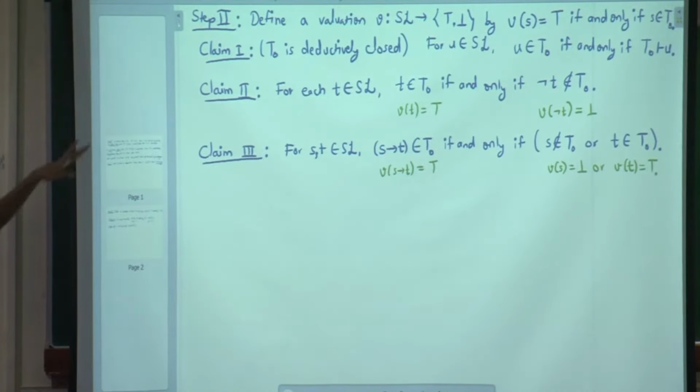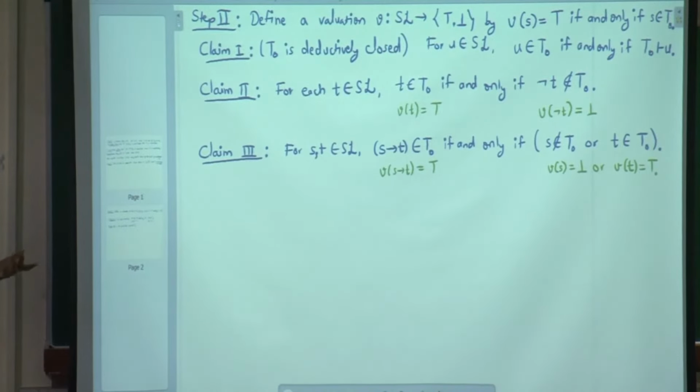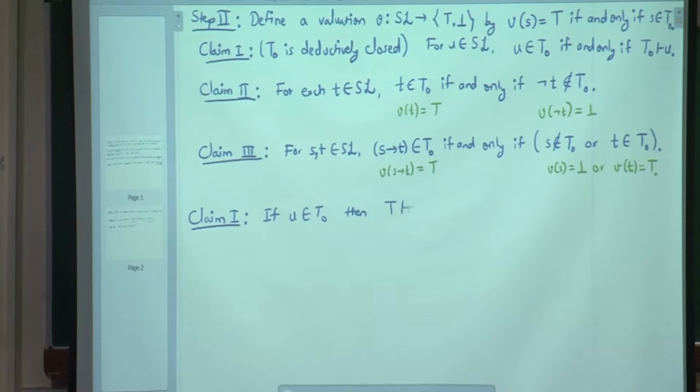So one part of claim 1 is obvious. Which part is that? If U belongs to T naught, then there is a proof of U from T naught. Why? NLA. Good. So let us prove claim 1. If U belongs to T naught, then T proves U. It's just a one-step proof. It's NLA. Now the converse is what we are looking for.